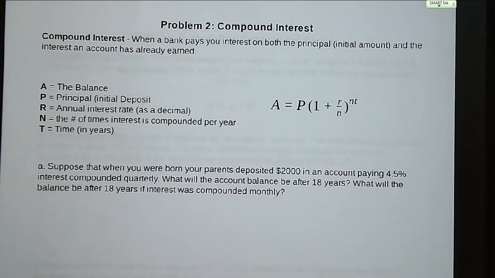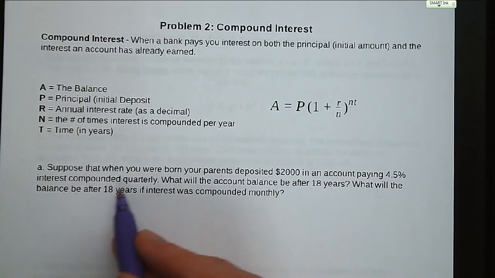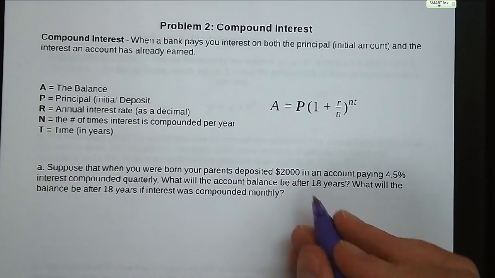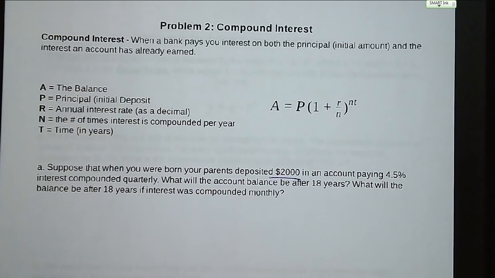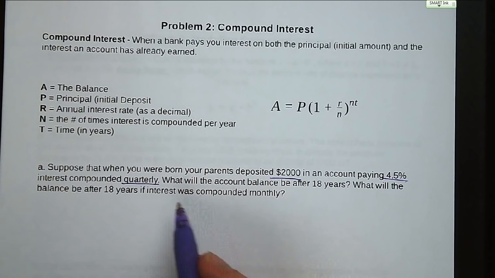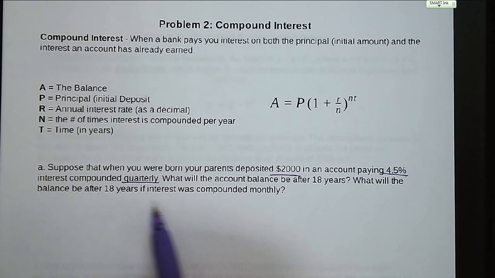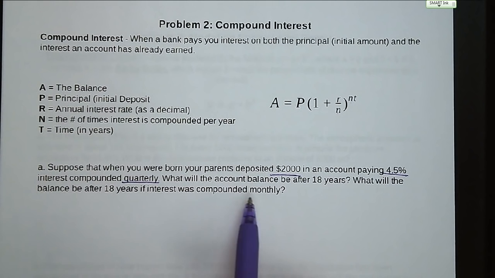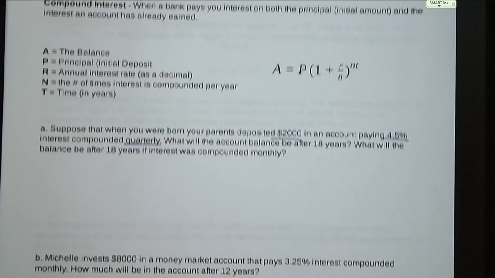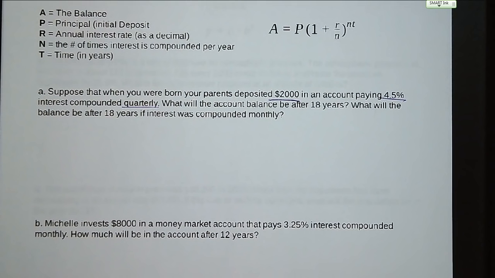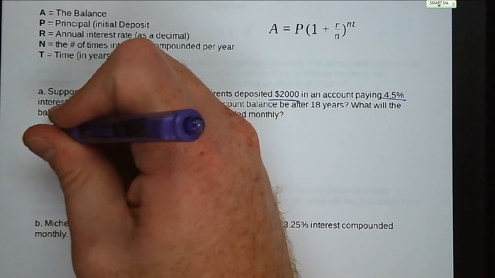All right. So suppose when you were first born, your parents deposited $2,000 into an account paying 4.5% interest, compounded quarterly. What will the account balance be after 18 years? What would the account balance be after 18 years if it was compounded monthly? So we're going to do two separate problems here. So let's just fill in the information that we have in our problem.